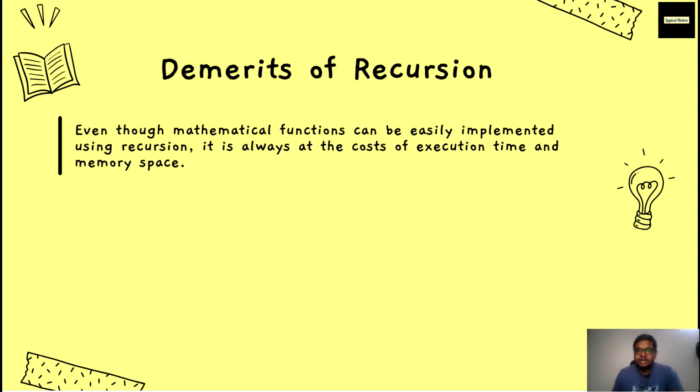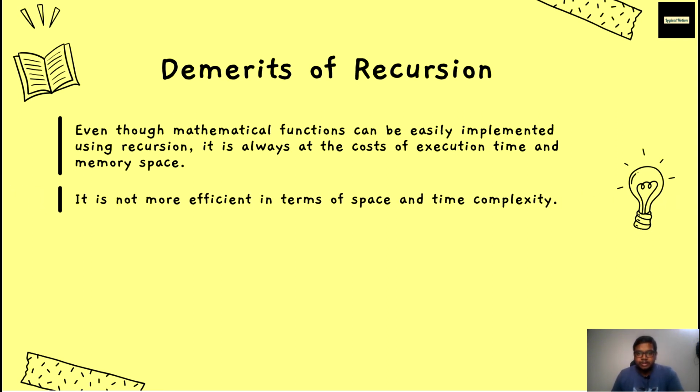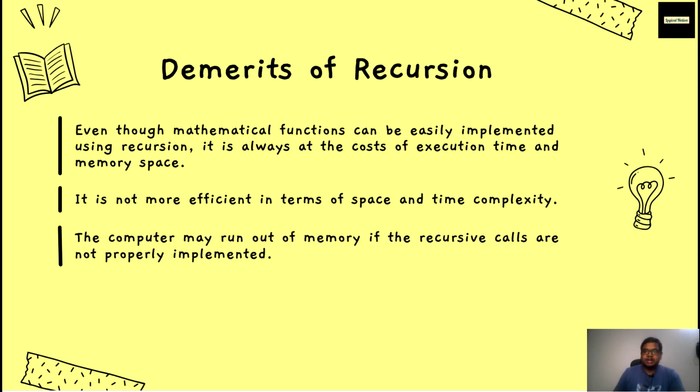The very first disadvantage states that we can compute the answers to mathematical problems very easily with recursion, but again we have to compensate with time and space. The second point says the same story: it is not efficient in terms of time and space complexity. And the third point is very crucial.